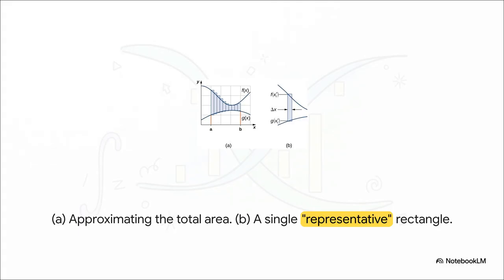Okay, so here's the clever part. We don't need to get bogged down thinking about a million different rectangles. Let's just zoom in and look at one of them, a single, typical, representative rectangle. The idea is, if we can figure out a rule for the area of this one rectangle, we can apply that rule to any rectangle in that space. And then, well, that's where the magic of calculus comes in to add them all up perfectly for us.